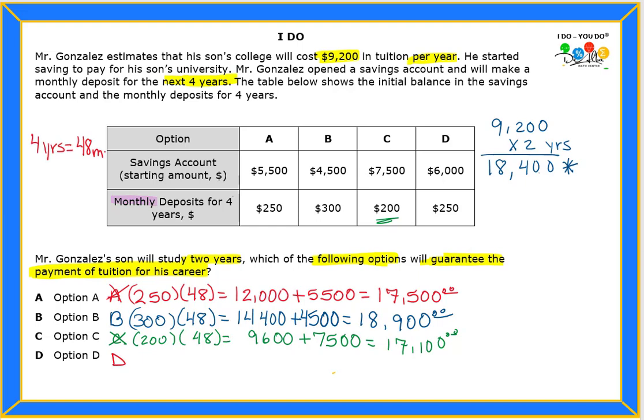Okay. In option D, the monthly payment is gonna be 250. We still have the 48 months because every account is going to do it for 4 years. And that gives me 12,000. And I'm going to add the $6,000, right? And that gives me 18,000. That's kind of close, but it's $400 less. Is that right? So, no, even though it's kind of close, it cannot be my answer. So, the one that will give me enough money to pay for the college will be option B. Very good. That's the answer, guys. Option B.